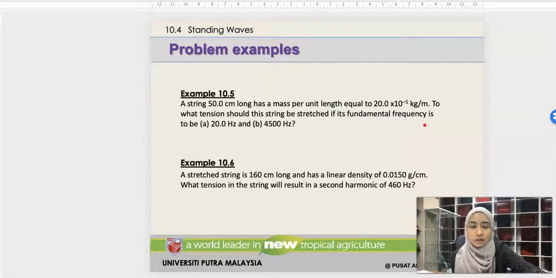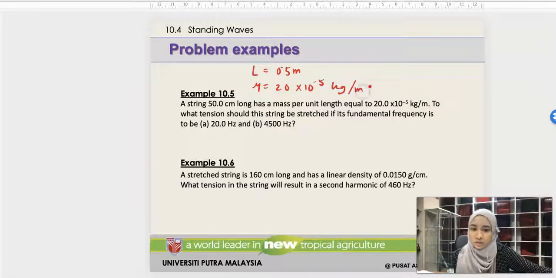Okay, moving on. So let's do this example. A string that is 50 centimeter long, so length is 0.5 meter, has a mass per unit length equal to 20 times 10 to the minus 5 kilogram per meter. Do I need to convert this? No, this is already in SI. To what tension should this string be stretched if its fundamental frequency is to be 20 Hz? So it's asking, what is T if F1 is equal to 20 Hz?